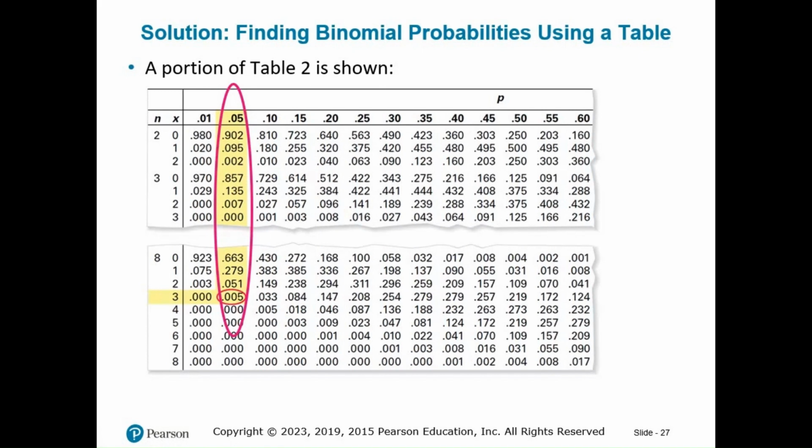Then we look for the appropriate n, or sample size. So see that outer number? That's our n value. Then we look inside at the other column of numbers for our x, in this case 3, and we follow that row across until it meets the column of the p value. That's where we find our probability at the intersection of those, 0.005. So according to the table, the probability is 0.005.